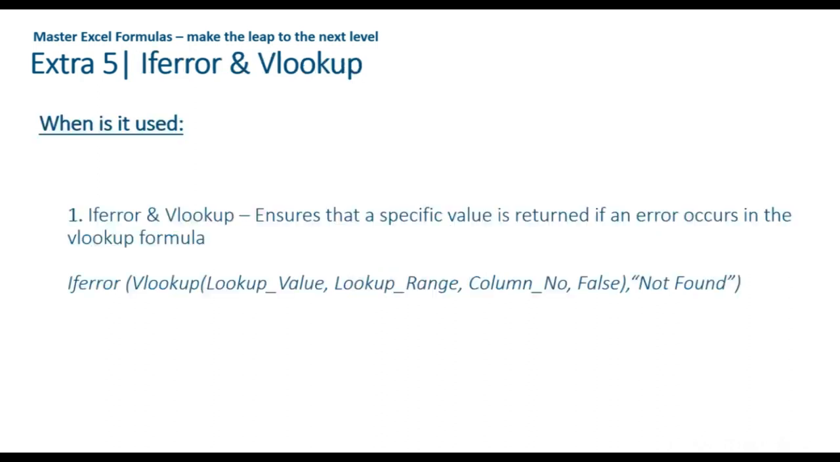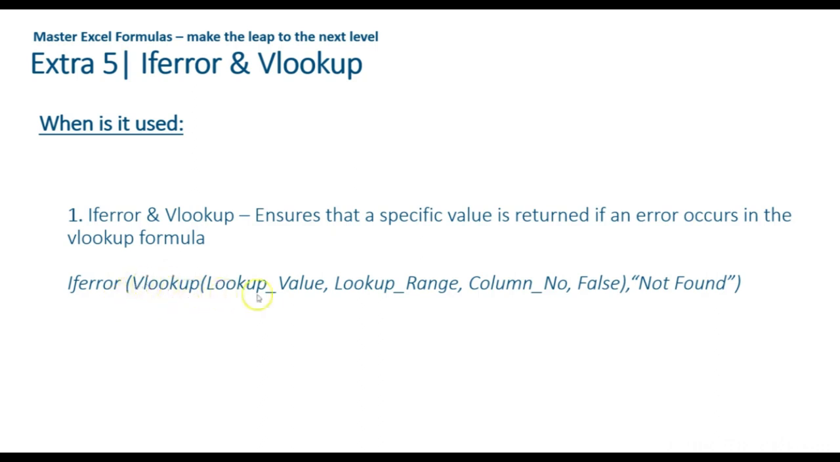Okay, the first combination here is IFERROR and VLOOKUP. This is something that I have discussed in previous parts of the course as well. I have given an example there, but I wanted to make sure that it is clear enough for you, so that's why I've put it here in this section. What it does is ensure that a specific value is returned if an error occurs in the VLOOKUP formula. And this is the structure of the formula.